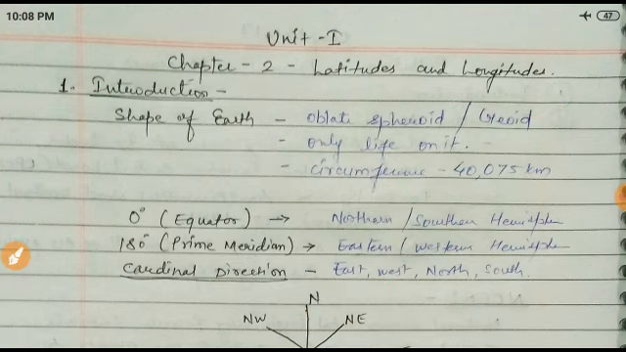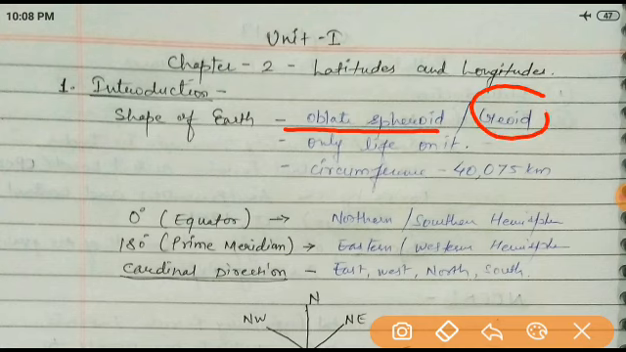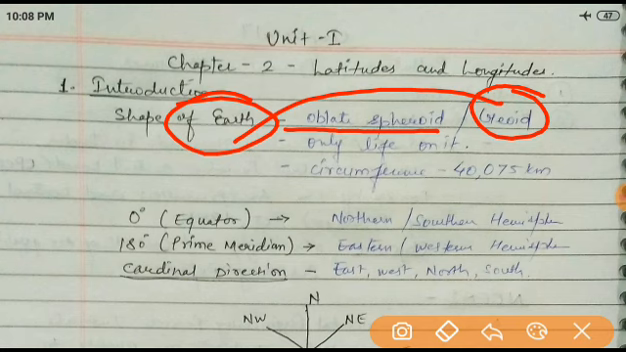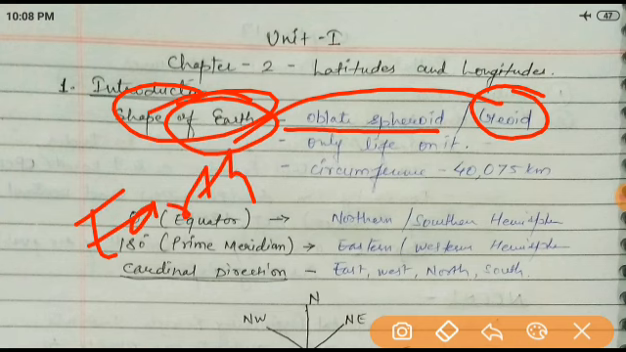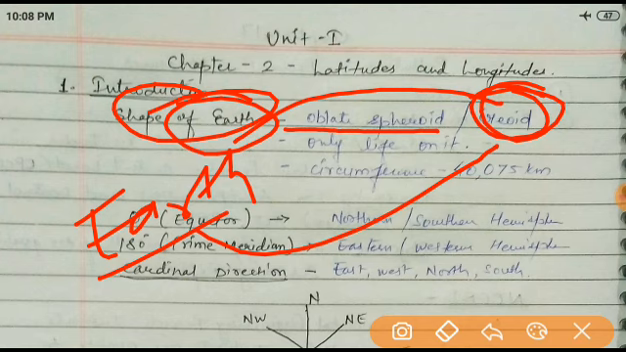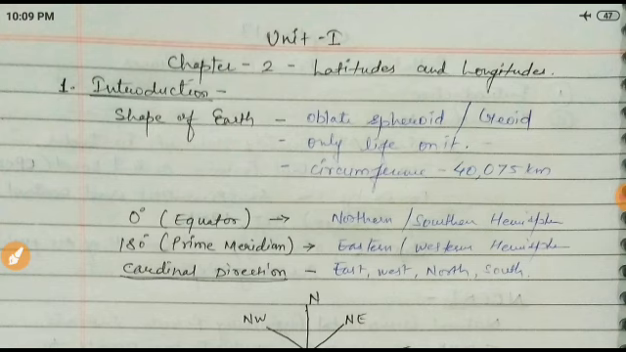Its structure is like an oblate spheroid, or generally it is called a geoid. Actually, geoid is a specific name for the earth's shape. Geoid means an earth-like structure. It is a specific terminology for this earth structure. We cannot say circle, we cannot just say spheroid, it is an oblate spheroid, or rather a geoid. Geoid is the best term for it.